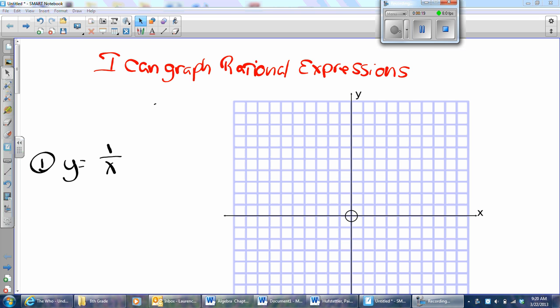All right, today's lesson is going to be about graphing rational expressions. Hopefully at the end you'll be able to say I can graph rational expressions.